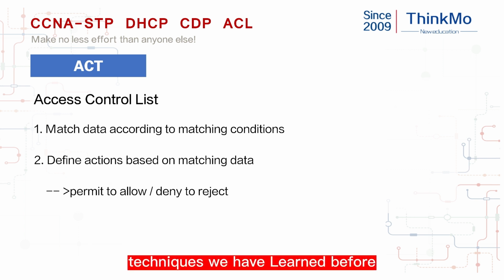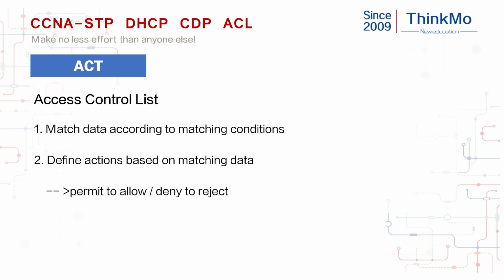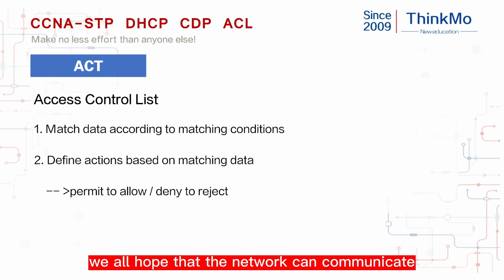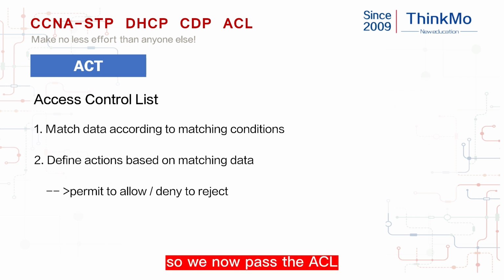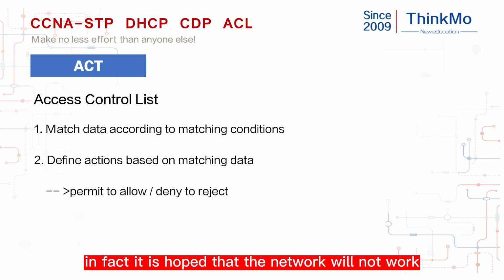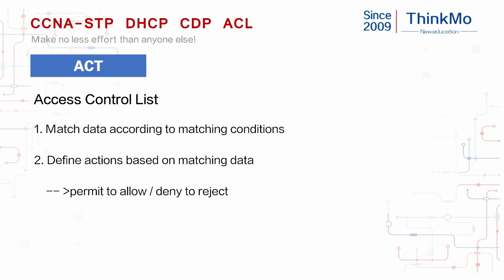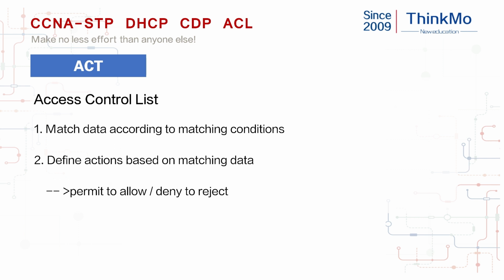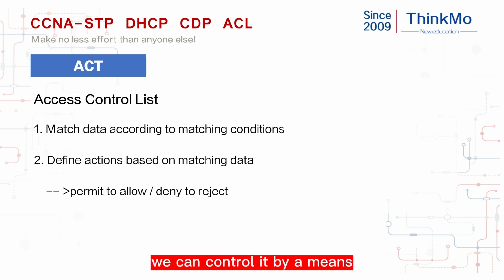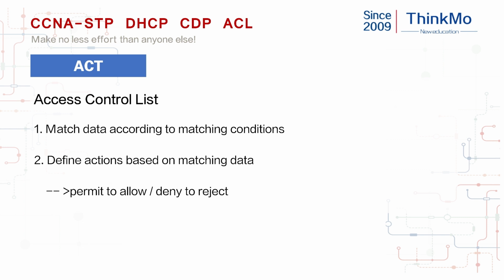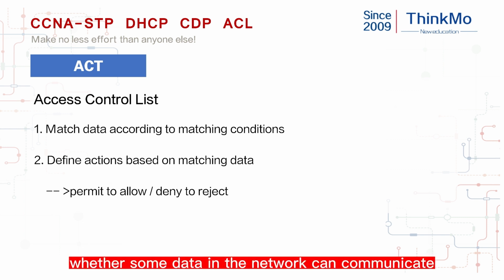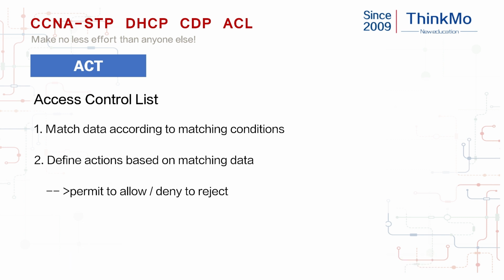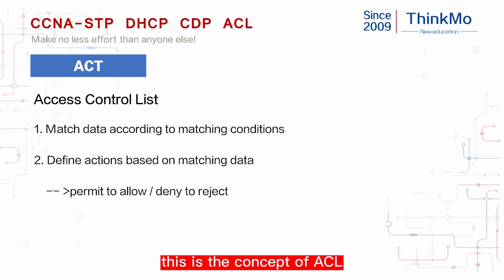With the techniques we have learned before, either routing or switching, we all hope that the network can communicate. But now, with ACL, in fact it is hoped that the network will not work. Of course, this obstruction is conditional. We can control it by a means, that is, control whether some data in the network can communicate normally. This is the concept of ACL.